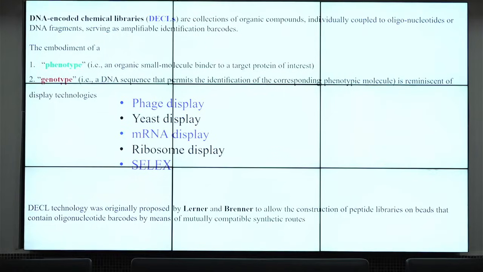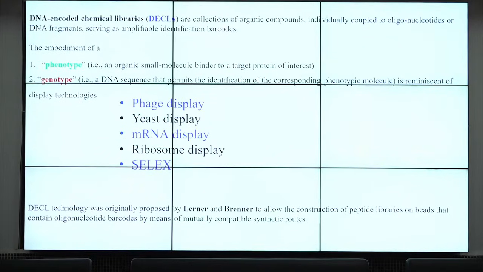It's a collection of organic compounds individually coupled to oligonucleotides or DNA fragments. So the compound should be coupled with the DNA in order to give a tag to it, and accordingly the fragment is serving as an amplifiable identification barcode, which will be tagged, which will be coded, and the embodiment of a phenotype is a small organic molecule binder to a target protein. That is actually important. So this is the concept of creating libraries where DNA is used as a tag, and in order to move forward, that barcoding will be there.